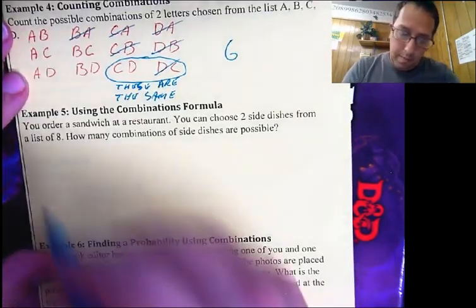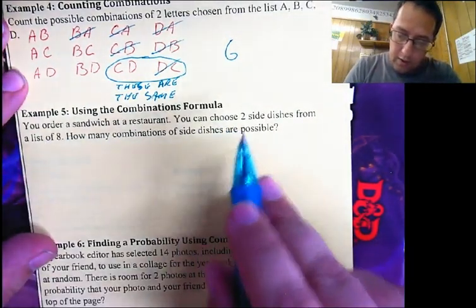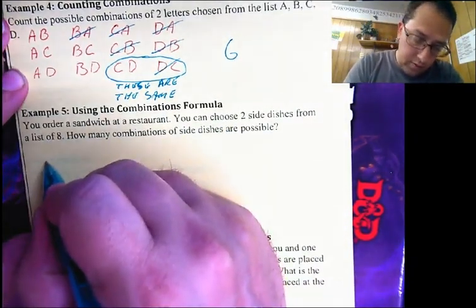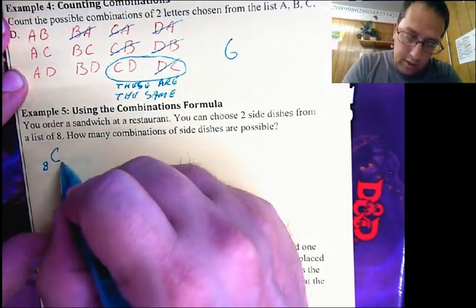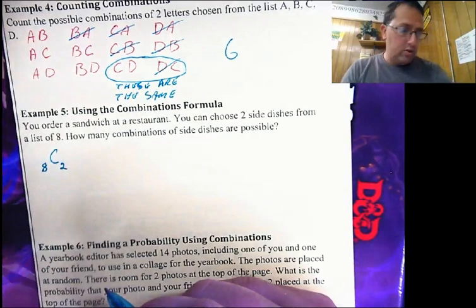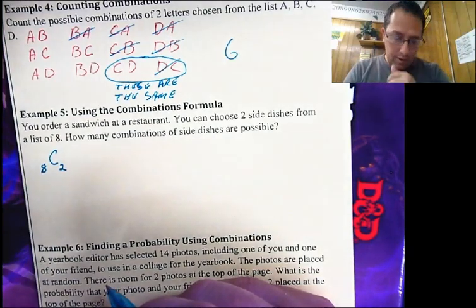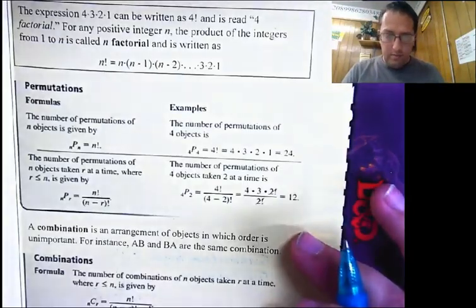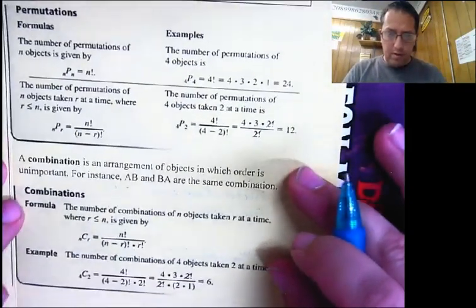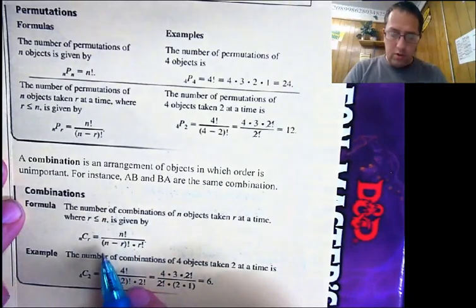So let's see what we got here. We have 8 total to choose from. So we have 8 choose, and we want 2 of them. All right. So equals, remind ourselves of the formula, and move that up. There it is. N factorial over N minus R factorial times R factorial.